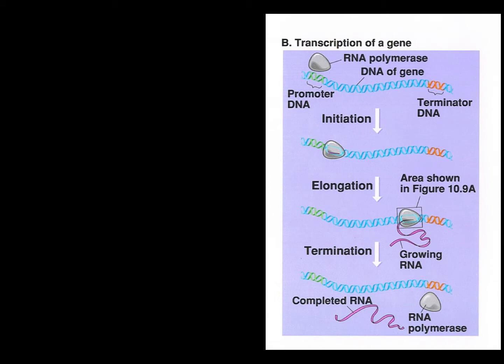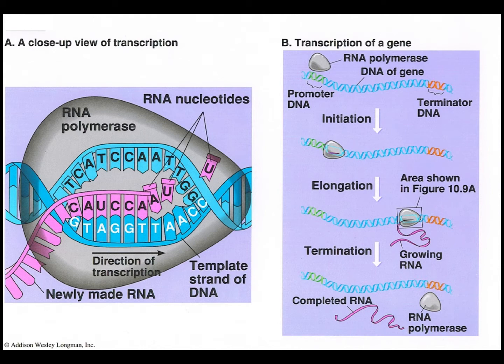Okay, and in the process of elongation, RNA polymerase moves along the DNA using one of the DNA strands as the template to make RNA. So let's take a closer look at what happens during elongation. During elongation, the RNA polymerase molecule moves along the DNA, just like a train moving along a track. And as it moves, it reads the base sequence of the DNA template strand and pairs each base with a complementary RNA base. Notice that where you see an adenine nucleotide in DNA, RNA polymerase inserts a uracil in the RNA transcript.